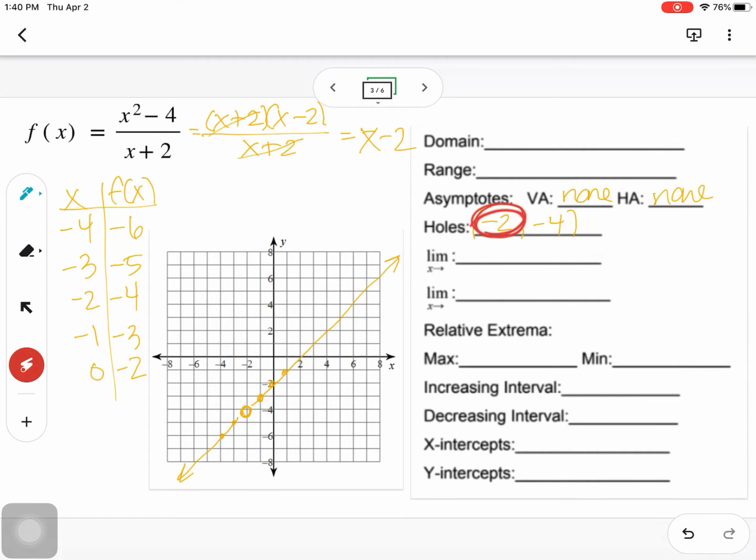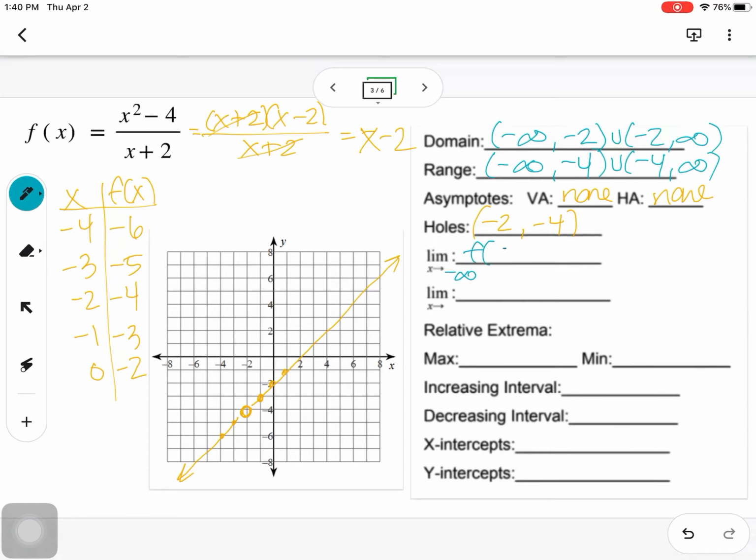There is no vertical asymptote. The only value I cannot plug into this is negative 2. So my domain is everything except negative 2. It's going to be much more straightforward than last time. Your range, the only thing y can't be is negative 4, because that's part of your hole. So it's going to be everything but negative 4. To the far left, my graph is going down because there's no asymptote to catch it. So it's going to be negative infinity. And the far right, same idea. It's going to be going up forever.